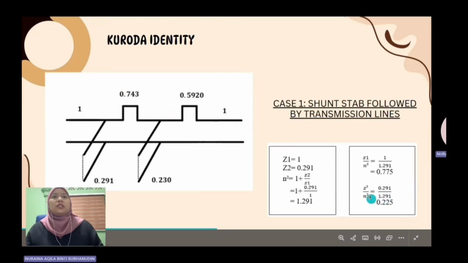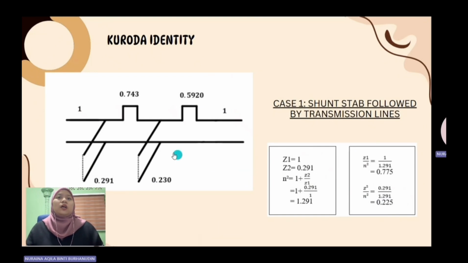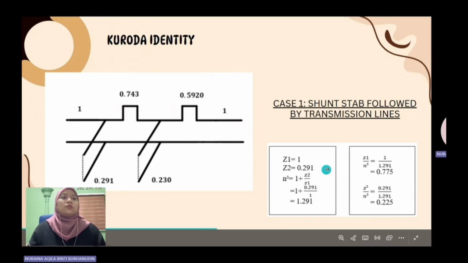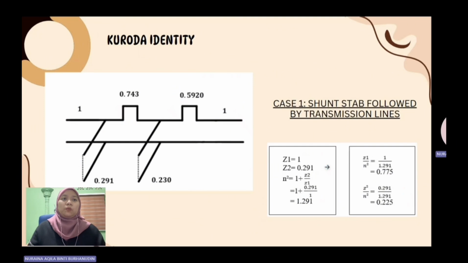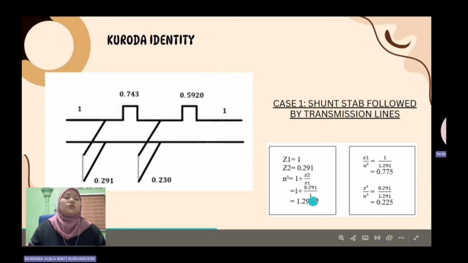Next, for the Kuroda identity, from the Richard transformation before, we change it into the series circuit. For this one, it was case 1, which is a shunt stub followed by transmission lines. We will get Z1 equal to 1, Z2 equal to 0.291, and we will get 1.291. And then for the short circuit, we will get 0.225.